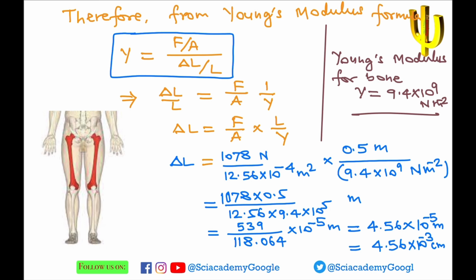After substituting the values for the applied weight on each thigh, that is 1078 Newton, divided by the area of cross section of each thigh bone, into the length of the thigh bone, divided by the Young's modulus of the bone, and after simplification we get this value, and solving this we get 4.56 into 10 to the power minus 5 meter. That can be written in centimeter as 4.56 into 10 to the power minus 3 centimeter.